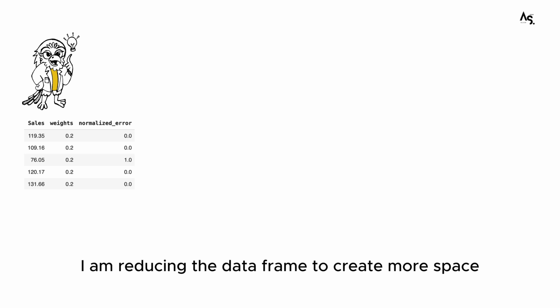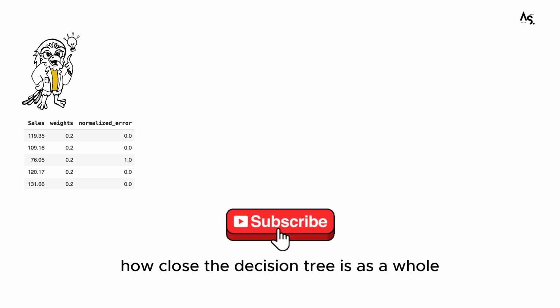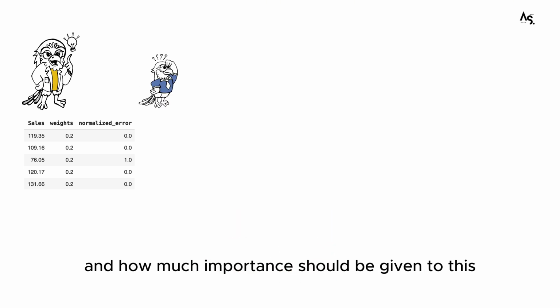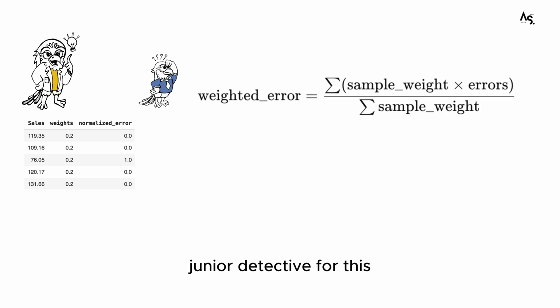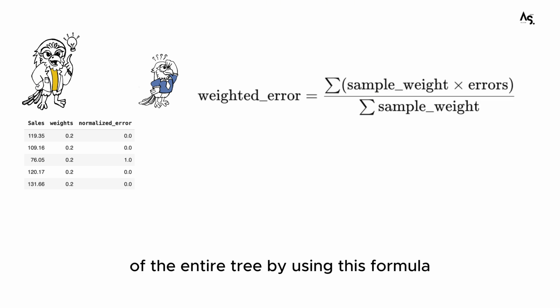I am reducing the data frame to create more space for the next part of calculations, which is the core of AdaBoost. It is time to calculate how close the decision tree is as a whole and how much importance should be given to this junior detective. For this, AdaBoost starts by calculating the weighted error of the entire tree by using this formula.